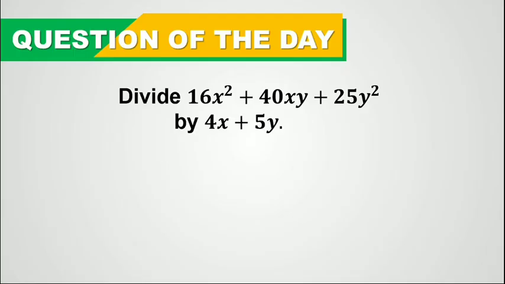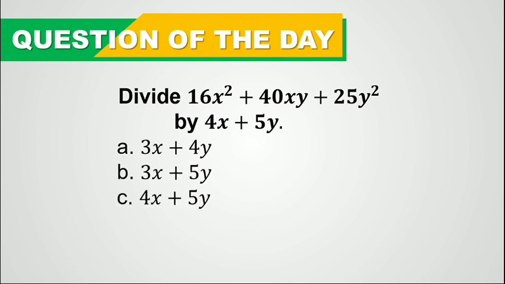What is the quotient if we're going to divide 16x squared plus 40xy plus 25y squared by 4x plus 5y? Is it letter A, 3x plus 4y? Or letter B, 3x plus 5y? Or letter C, 4x plus 5y? Or letter D, 5x plus 4y?